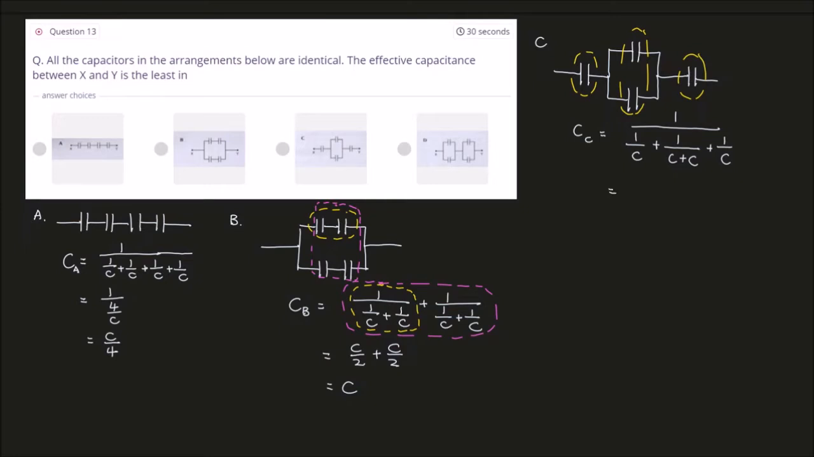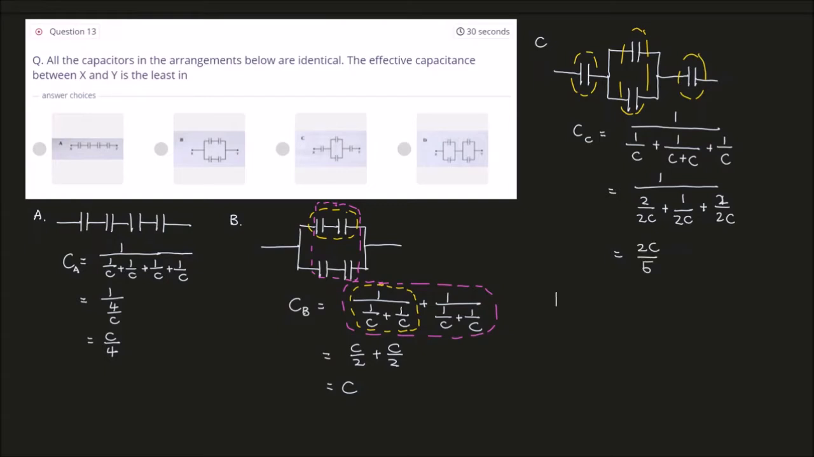So we end up with something like this: 2 over 2C plus 1 over 2C plus 2 over 2C, sorry. So you end up with 2C over 5.